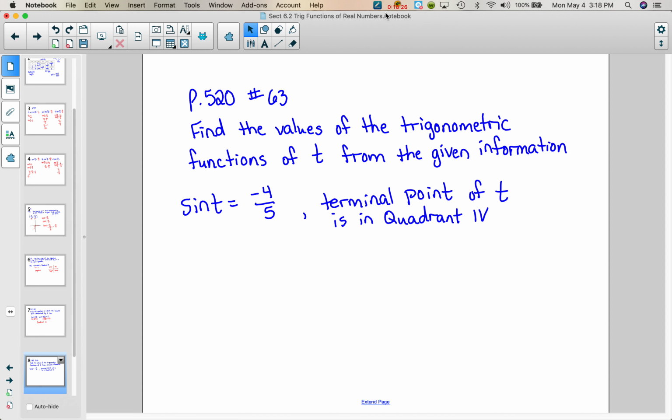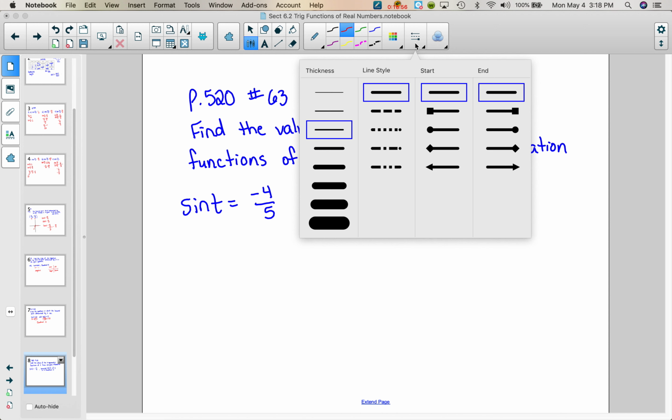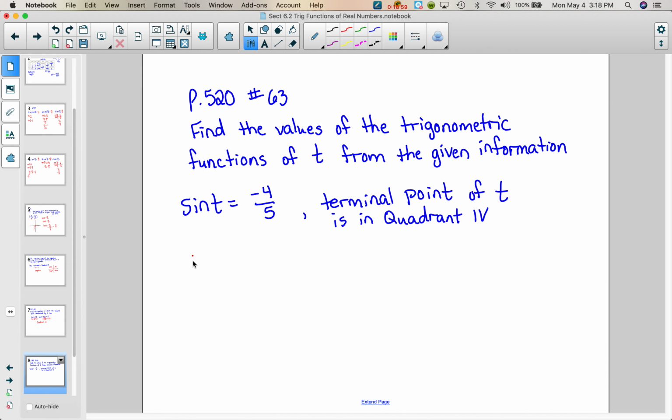Okay, so this one, find the values of the trigonometric functions of t from the given information. So we're told sine t equals negative 4/5, and we're told the terminal point of t is in quadrant 4. Once you know it's in quadrant 4, that's telling me it's a quadrant 4 angle. And I'm trying to find the values of the other trig functions. I know sine. So you're just going to build a right triangle for this one.